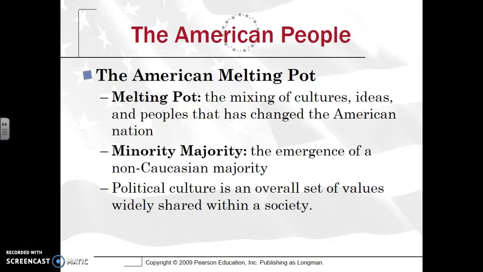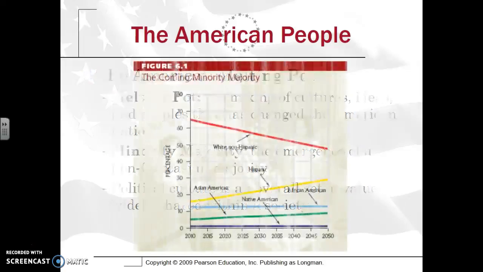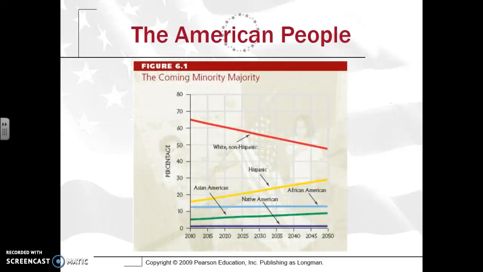Of course, the United States is known for being the melting pot, certainly the mixing of cultures. A good example of this would be in New York City, where you might have Little Italy, you have Chinatown, you have Greenwich Village, and you have all these different populations living in the city. It is also important to note the minority majority, which is the emergence of a non-Caucasian or non-white majority. Specifically, the biggest demographic growing in the United States are Hispanics, and this certainly is going to affect the political landscape in terms of future elections.